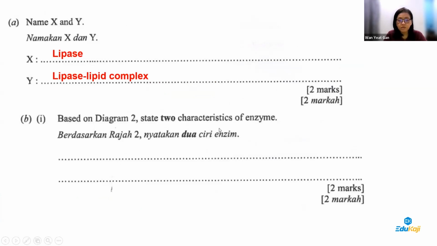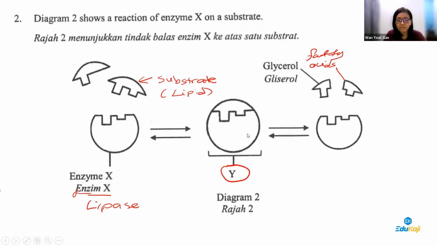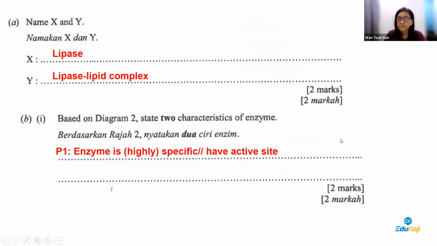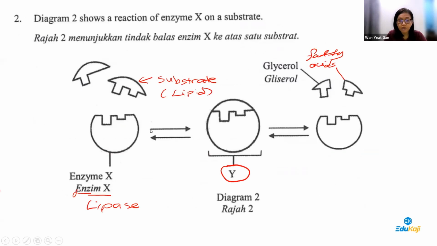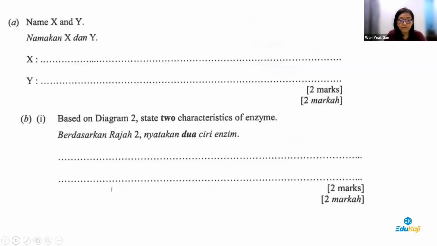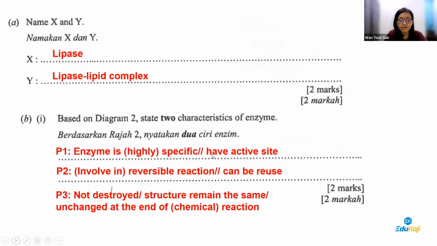Based on diagram 2, state two characteristics of the enzyme lipase. You must look at the diagram and describe the characteristics of the enzyme based on it. The diagram shows that the enzyme is highly specific, having a specific active site that can combine with the lipid. And the reaction shown is reversible. How do you know that it's reversible? You can see that the arrow goes forward and backward, which means it's reversible. The other thing you can see is that the enzyme structure does not get destroyed by the reaction, so it remains unchanged at the end of the reaction.